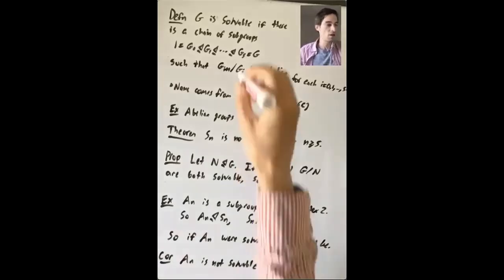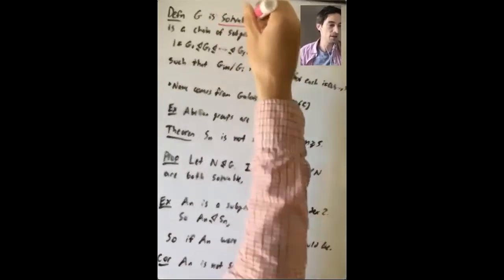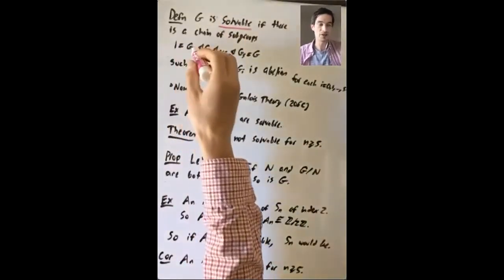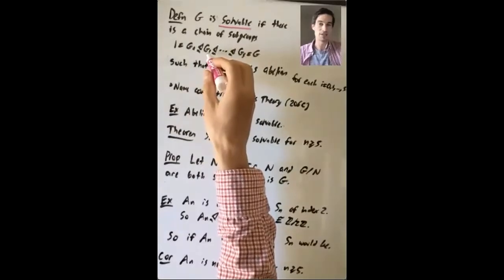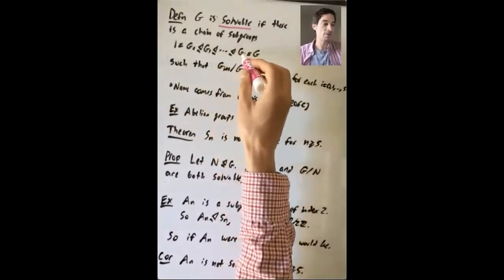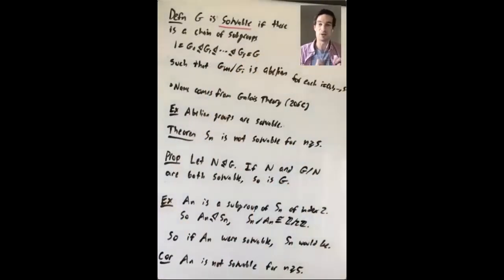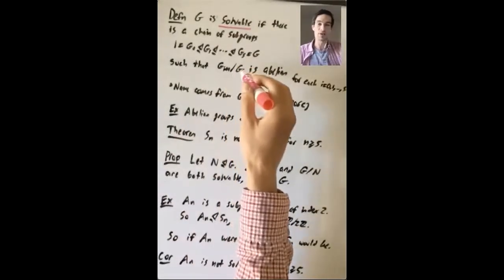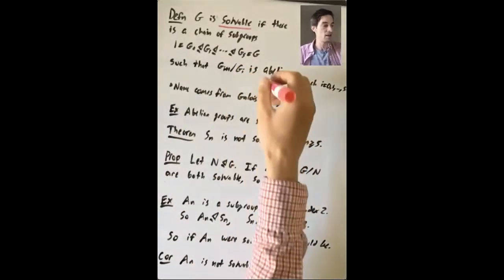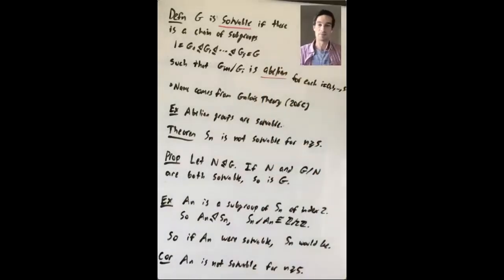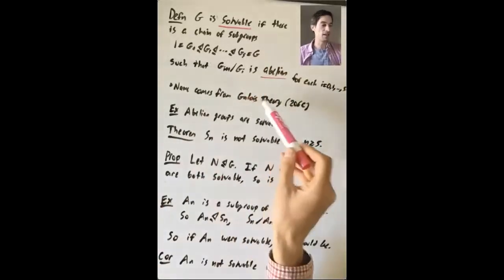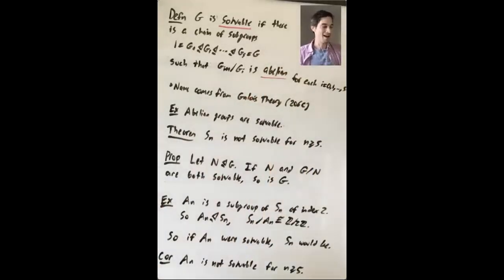So G is solvable if there is a chain of subgroups, the trivial subgroup G0, normal inside G1, normal inside G2, up to GS, which is going to be the whole group G, such that the successive quotients, G(i+1) mod Gi, are abelian for each i. Okay, so I already said the name comes from Galois theory. Sort of trivially, abelian groups are solvable because we already know that quotients of abelian groups are abelian.